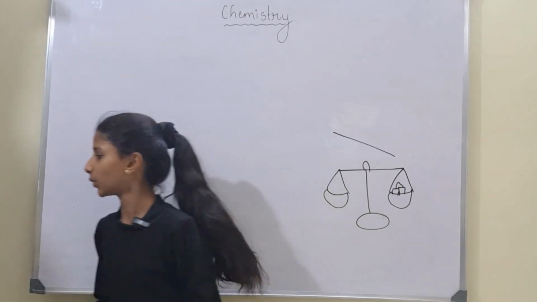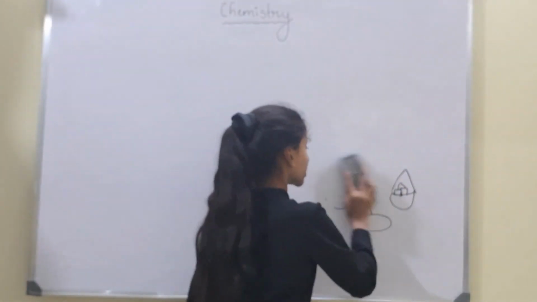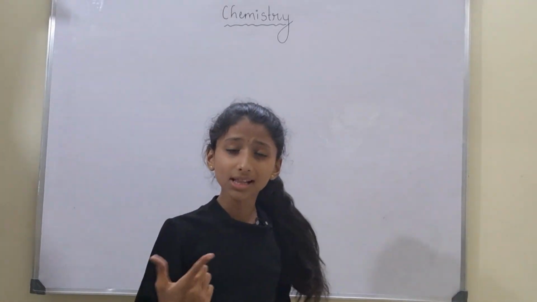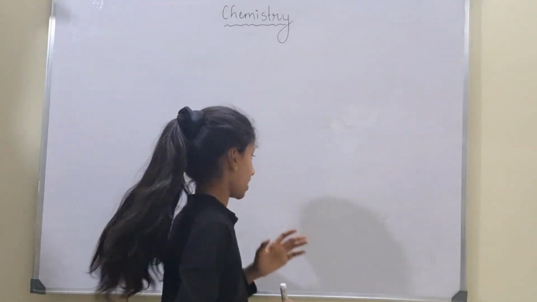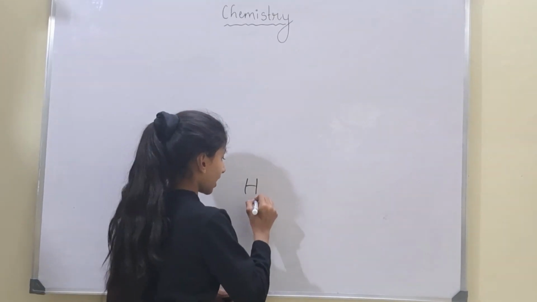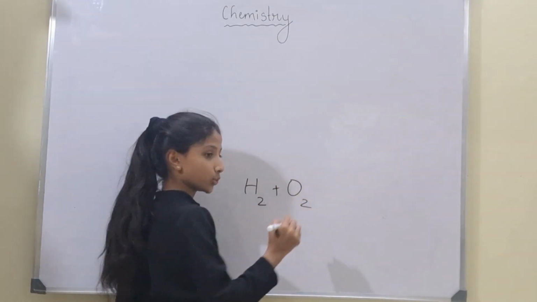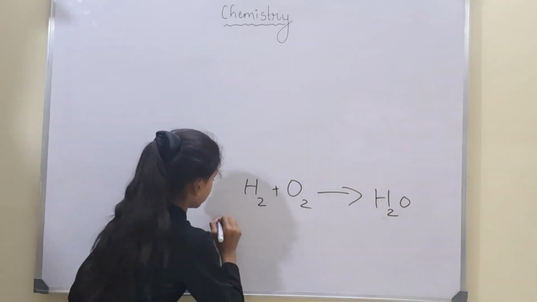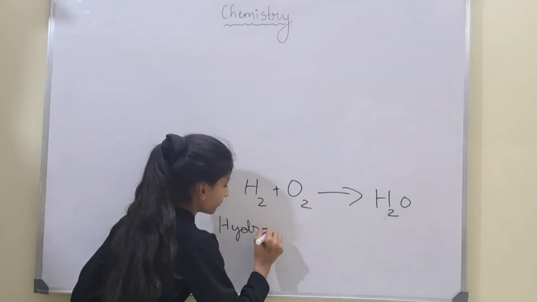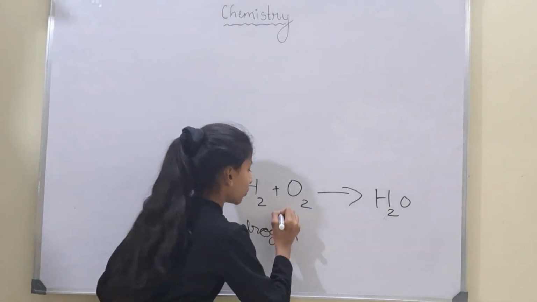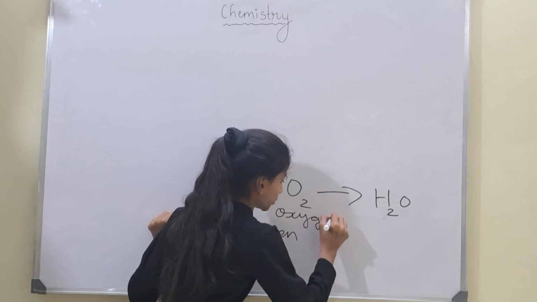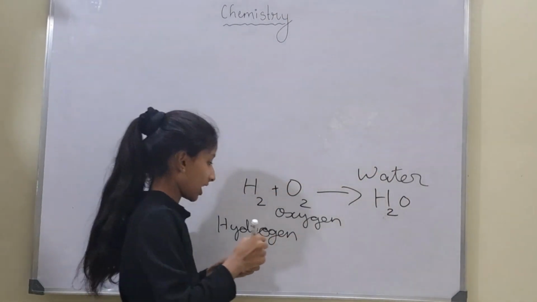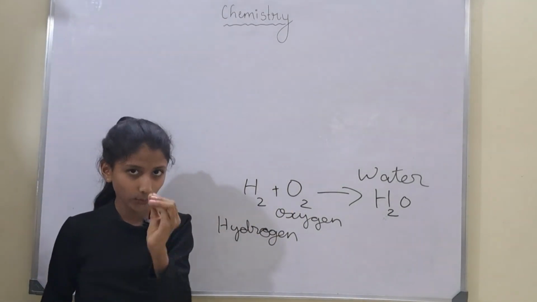What is a chemical equation? A chemical equation is a chemical change which is represented by symbols or chemical formulas. Now this is a chemical equation: H2 plus O2 gives you H2O. H2 is nothing but hydrogen, and O2 is nothing but oxygen. H2O is water. Now this is a chemical equation.